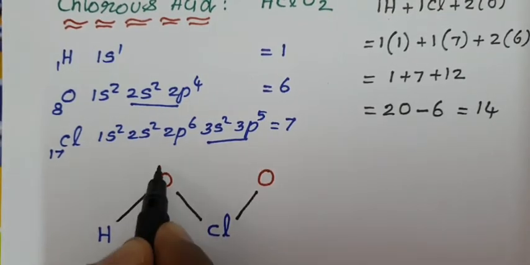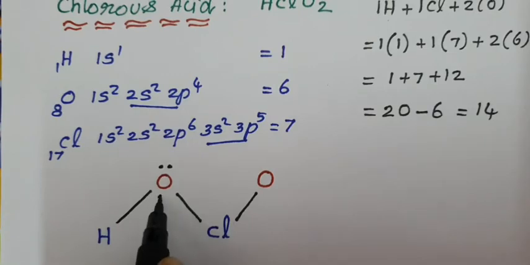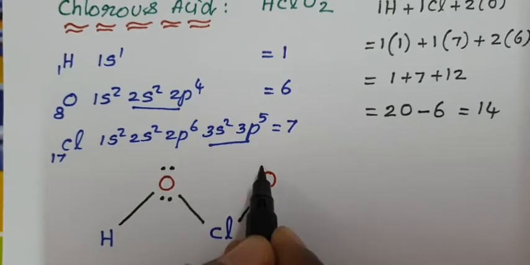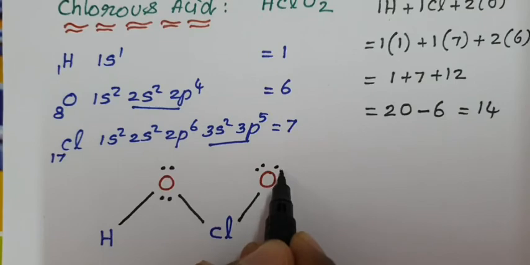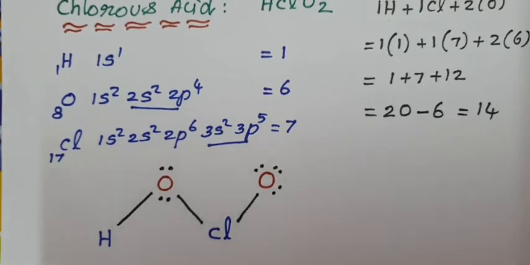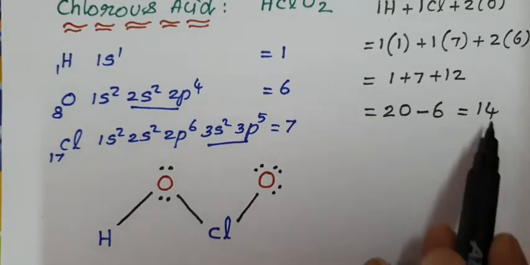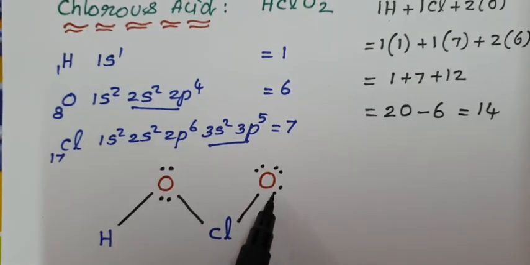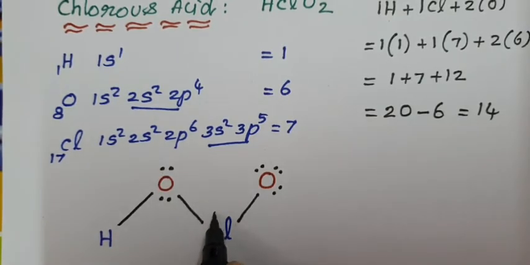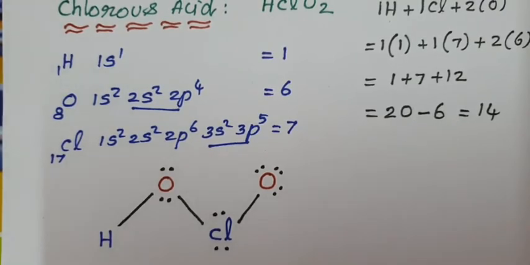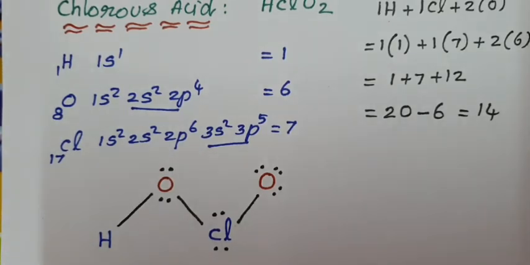2, 4, 6, 8. Oxygen octet over. Among 14 electrons, we have completed 2, 4, 6, 8, 10. The remaining 4 electrons should be on the chlorine atom. Now, this is not the final structure of chlorous acid.